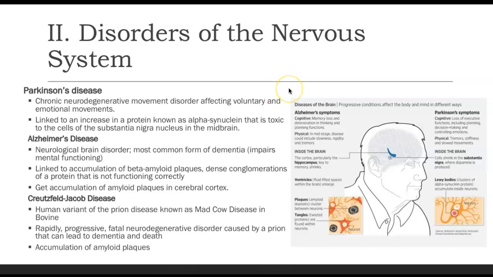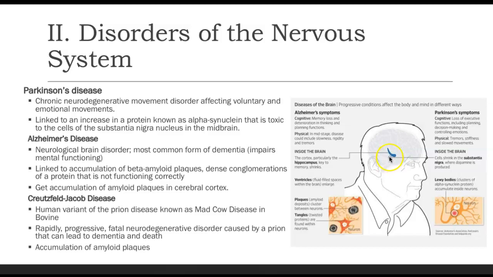And the last thing we're going to discuss are some disorders of the nervous system. For instance, Parkinson's disease is a chronic neurodegenerative movement disorder that affects voluntary and emotional movements. This is going to be linked to an increase in a protein known as alpha-synuclein that is toxic to our cells, and specifically in an area known as the substantia nigra in our midbrain of our brain. And you can see that highlighted over here.